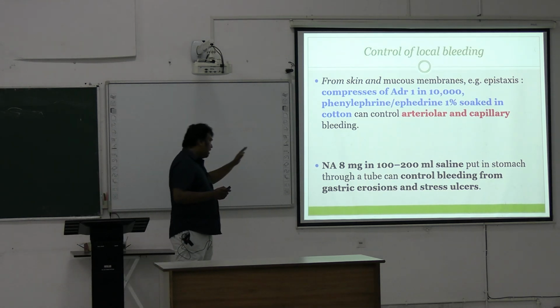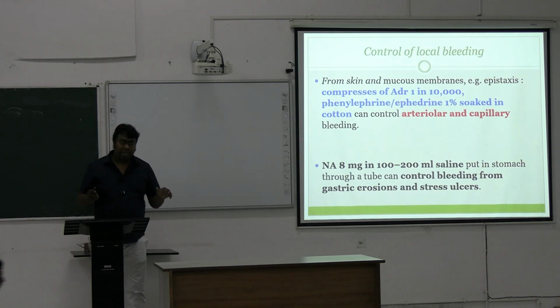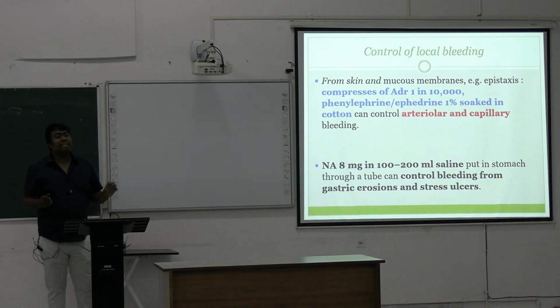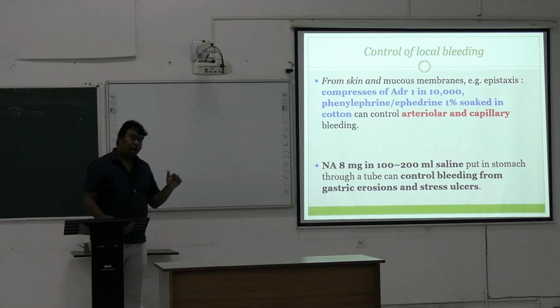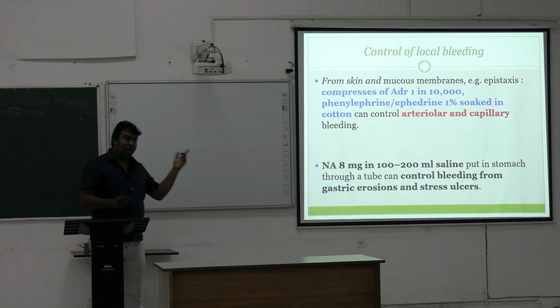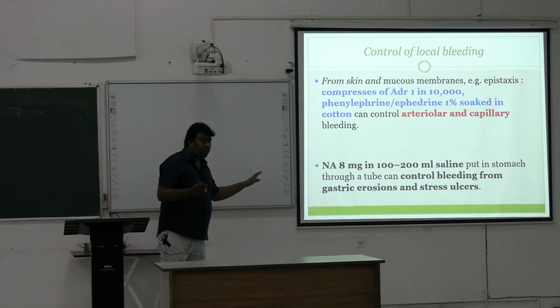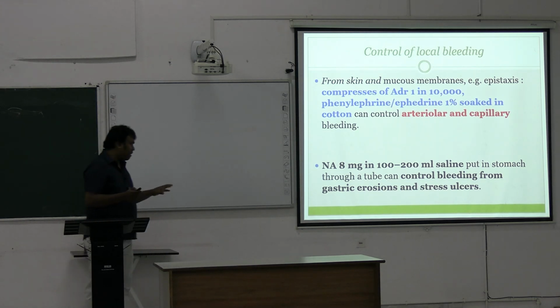Noradrenaline can be given in 8 milligram, diluted in 100 to 200 ml of normal saline to control gastric erosion or stress-related bleeding. 8 milligram in 100 to 200. At least the adrenaline doses must be remembered, okay? 0.5 milligram IM. 1 in 1 lakh to 2 lakh with local anesthetics, and for local bleeding it is 1 in 10,000. For noradrenaline, 8 milligram in 100 to 200 ml saline.